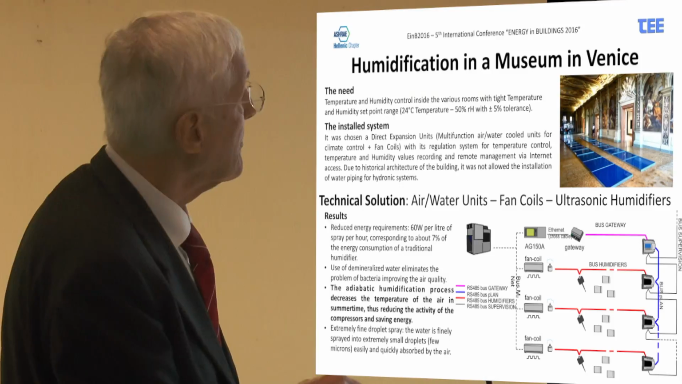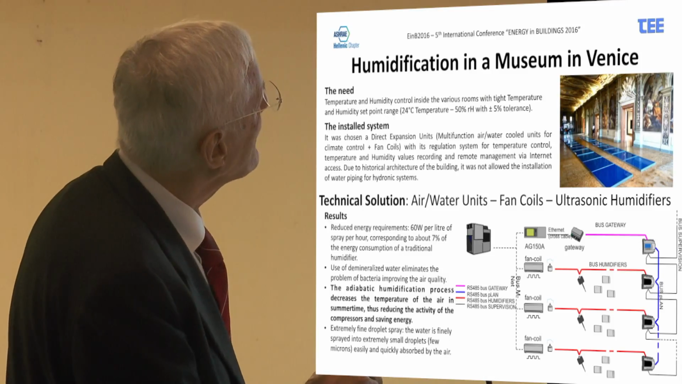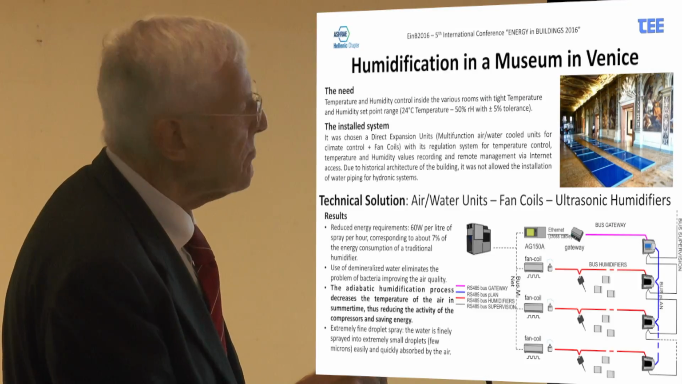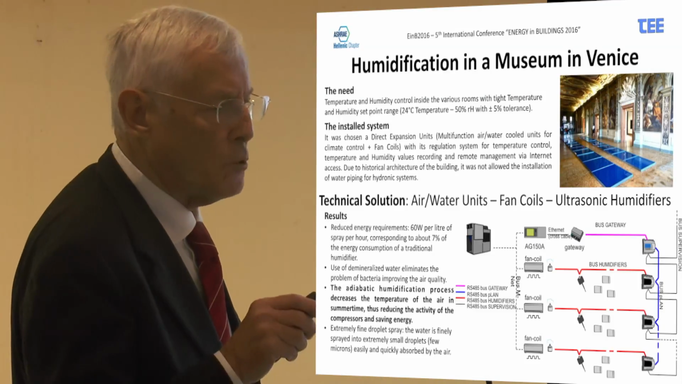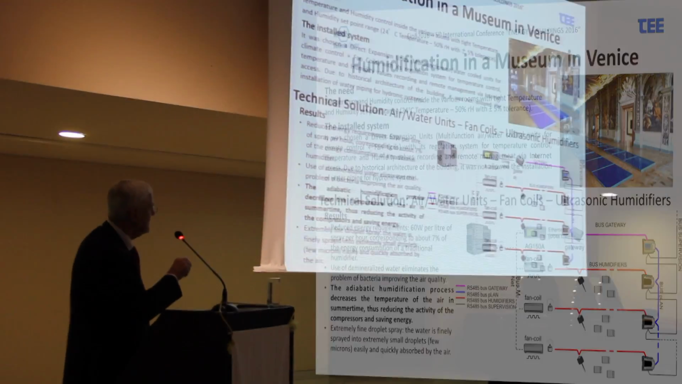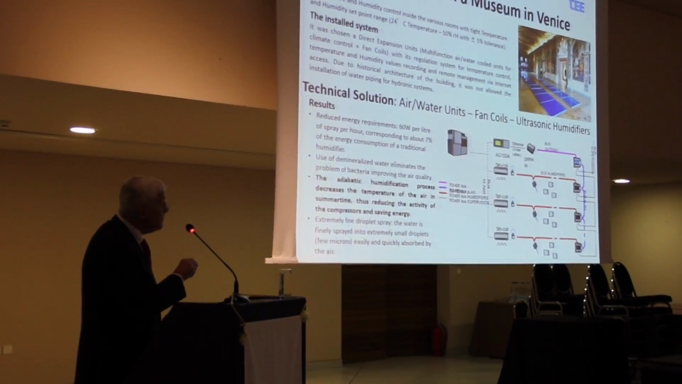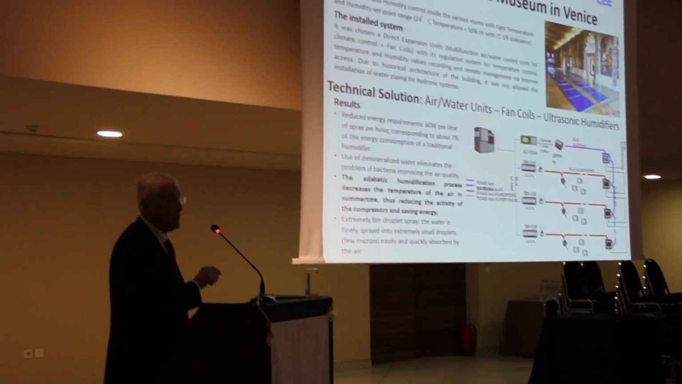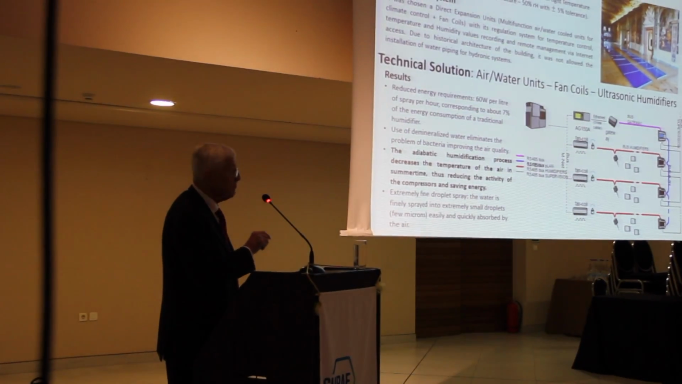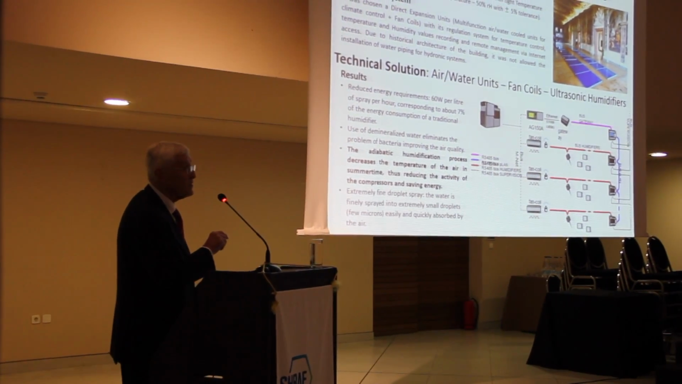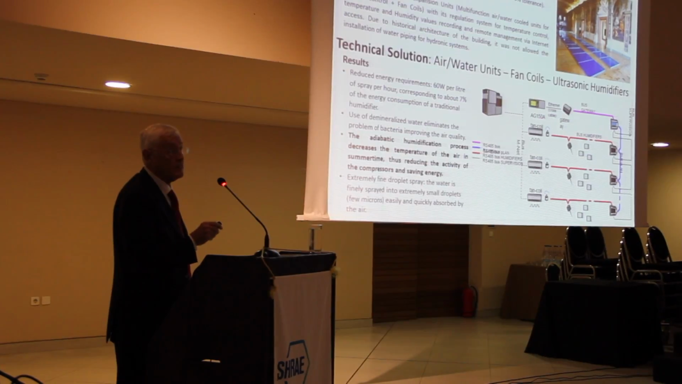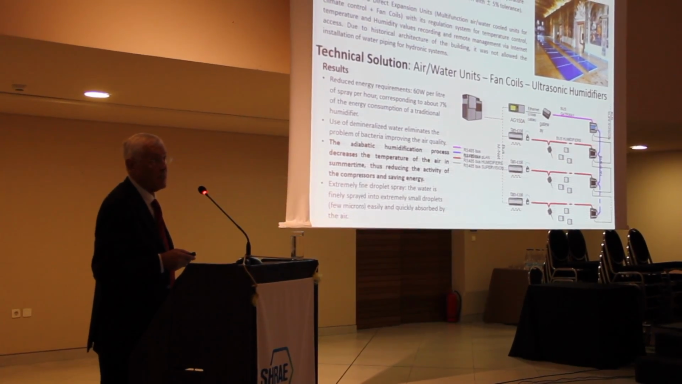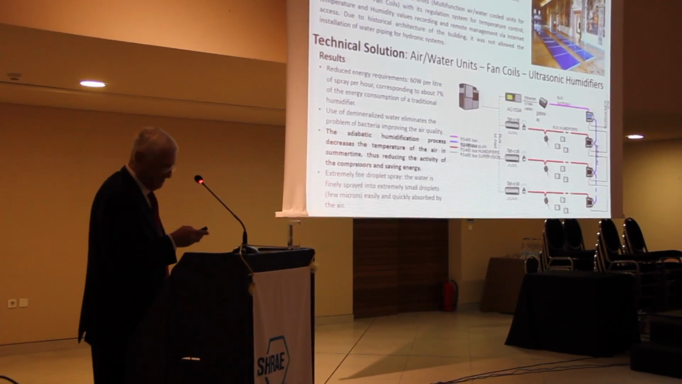Last case, I promise, is humidification in a museum in Venice. In this case, the humidification is made with ultrasonic humidifiers placed inside the fan coils, keeping the level of humidity within tolerances to protect the artworks inside. At the same time, it also gives a cooling effect during the summer, which in Venice is sometimes very high. That's all. Thank you very much.